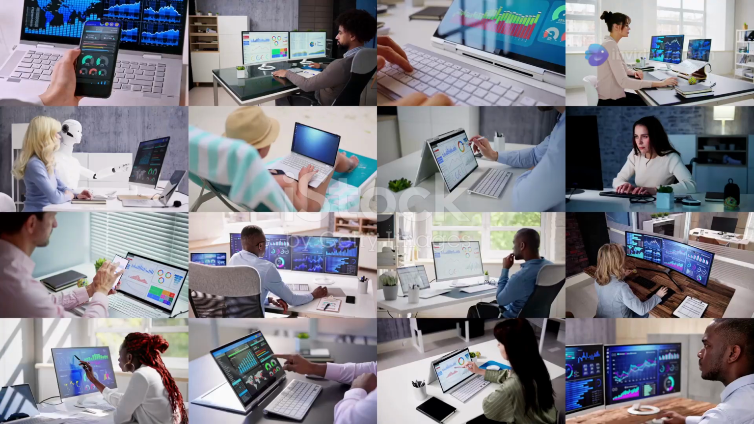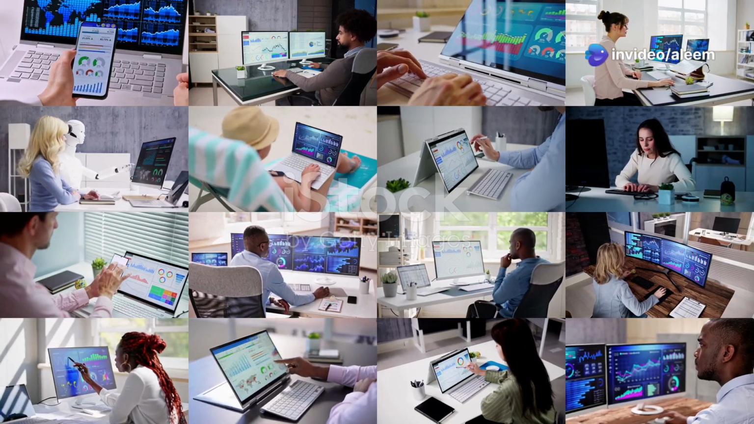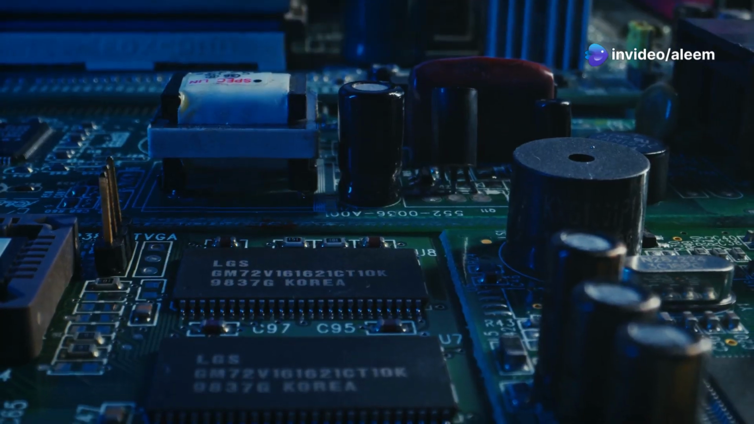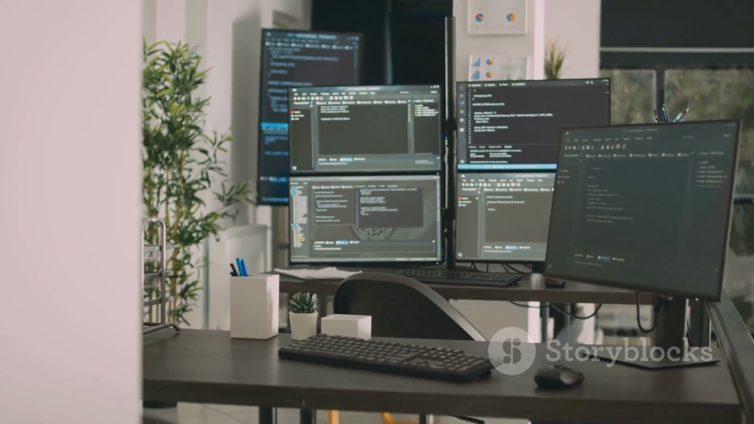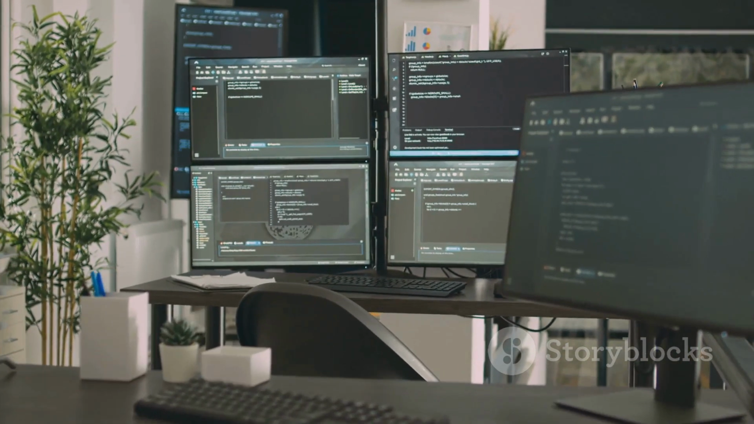Section 4. Computers with a purpose, general versus special. Computers can also be classified based on their intended purpose. There are two main categories: general-purpose and special-purpose computers. General-purpose computers are designed to perform a wide range of tasks. They're like the multi-tools of the computer world.